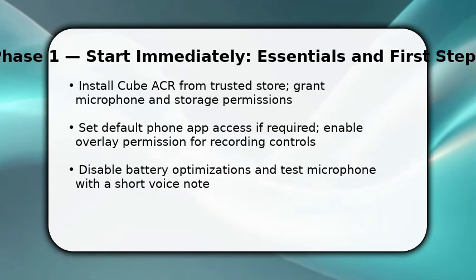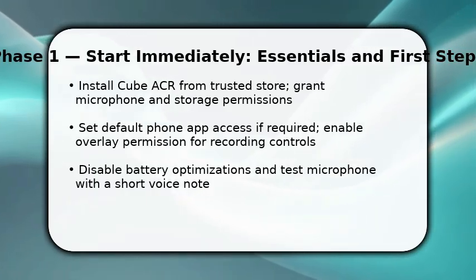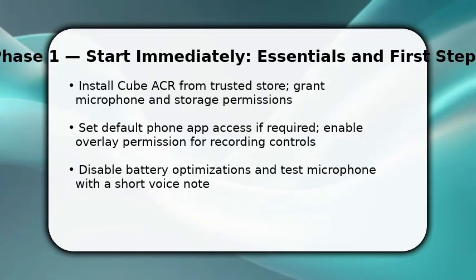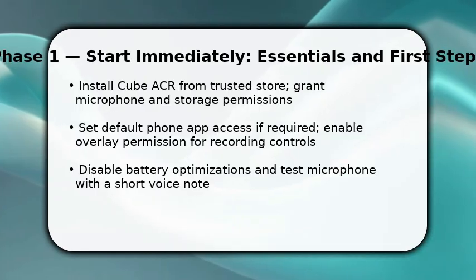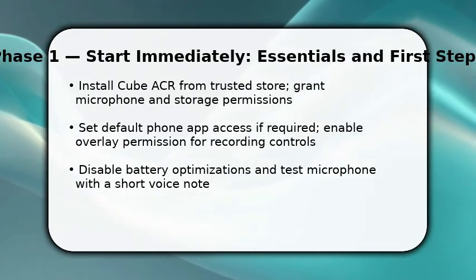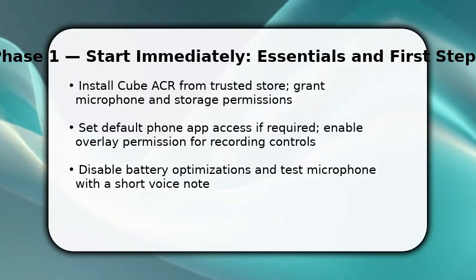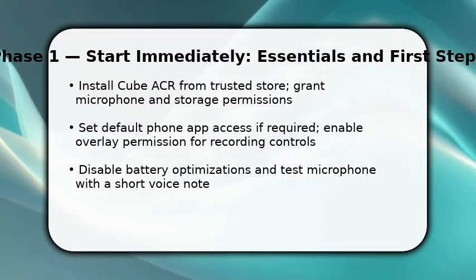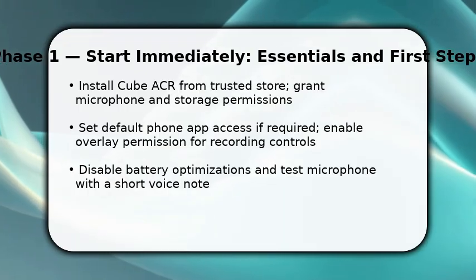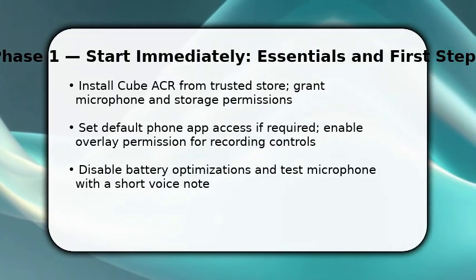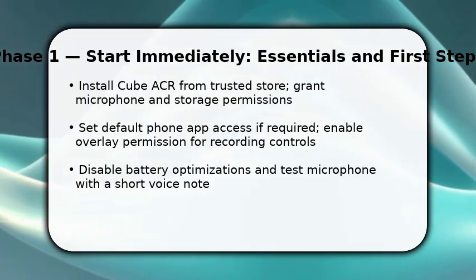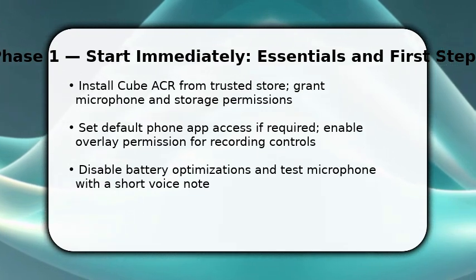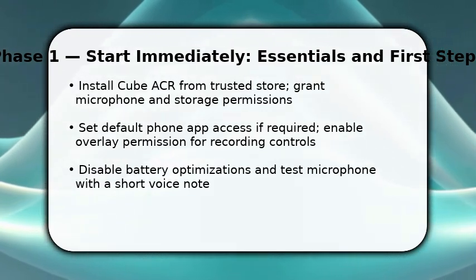Enjoy the video. You start by preparing your phone so recordings work reliably. Open Cube ACR, grant microphone, phone, and storage permissions. This lets the app capture calls and save files. Once done, make Cube the default call recording app if prompted. This prevents interruptions. Also enable overlay and ignore battery optimizations so recording persists during long calls. Finally, make a quick test recording or voice note to verify input levels and file saving. That confirms the app and permissions are correctly set.